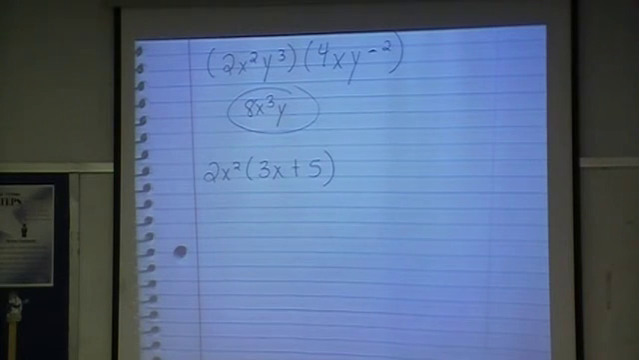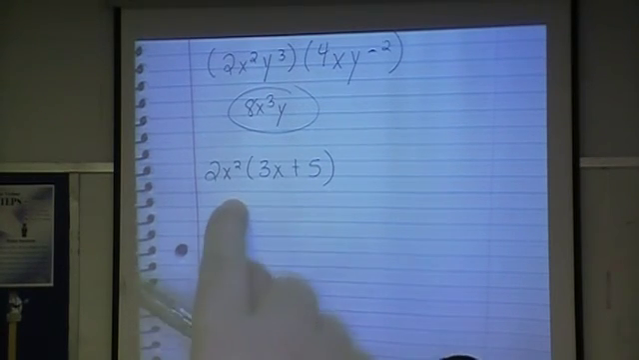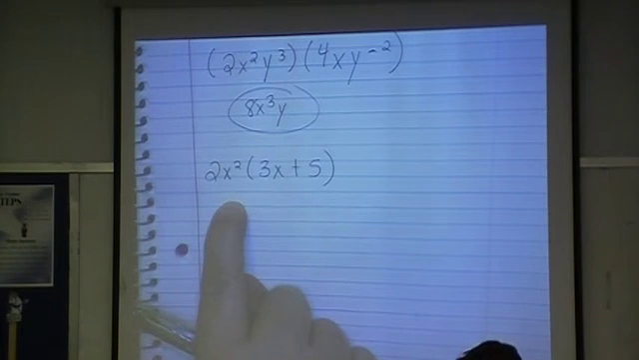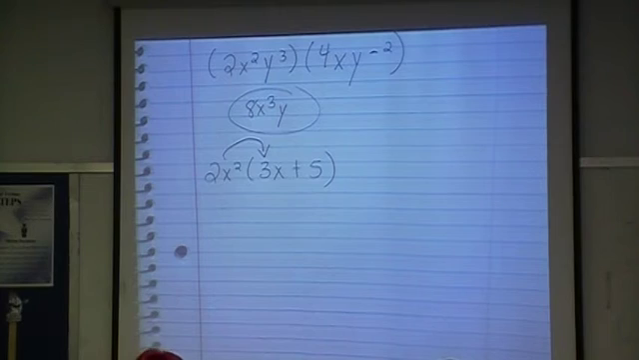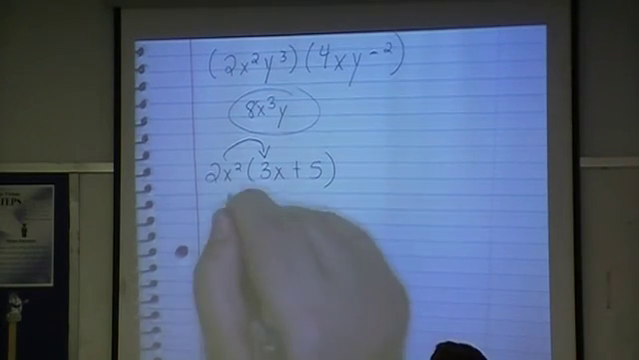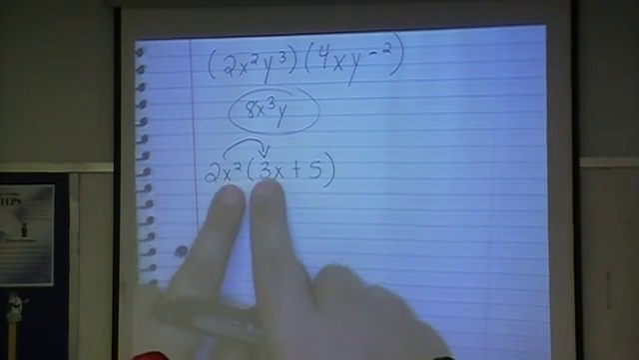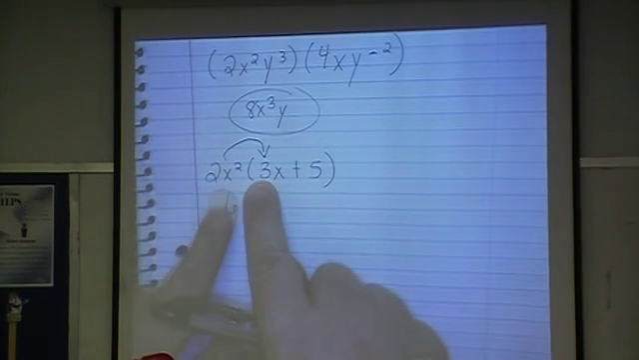Okay, I'm multiplying. Remember when I said you better know what you're doing? How do I know I'm multiplying? Because it's distributing. There's parentheses and with distributing you multiply. So I'm going to follow my rules for multiplying exponents. I'm going to multiply my whole number. What is 2 times 3? 6. How many x's do these two terms share?